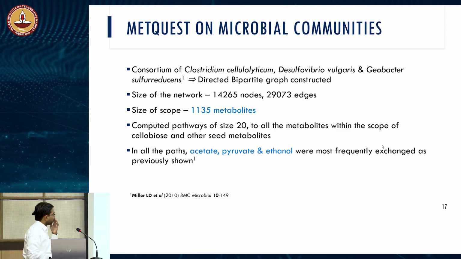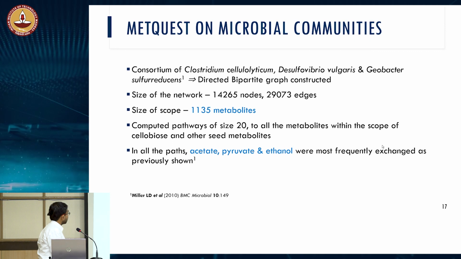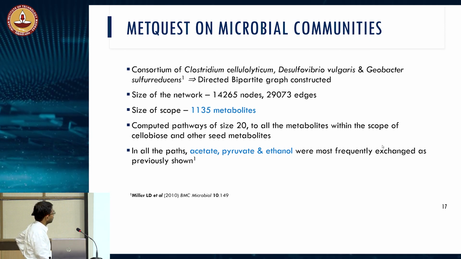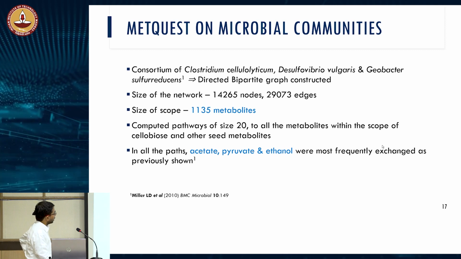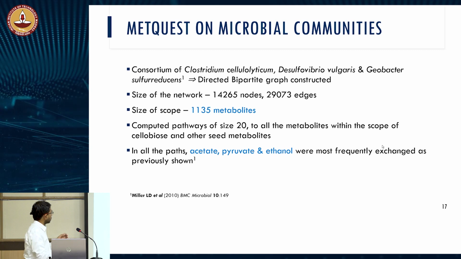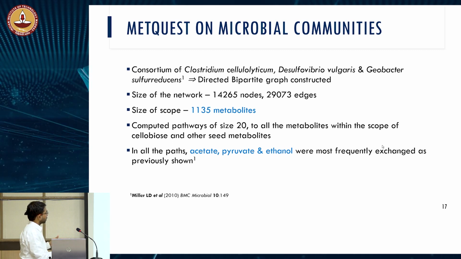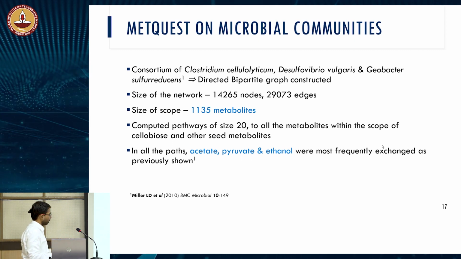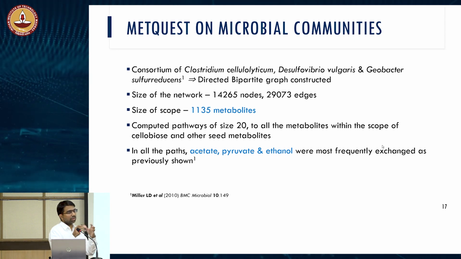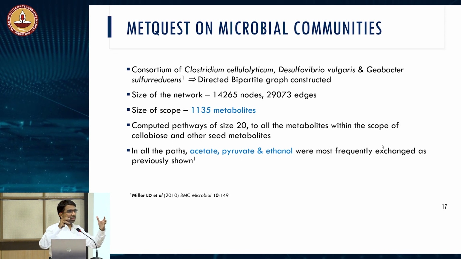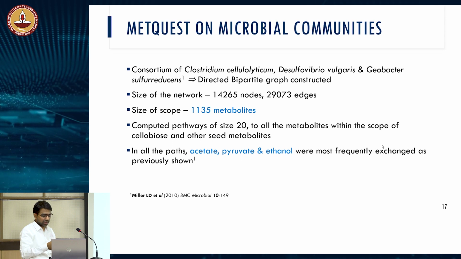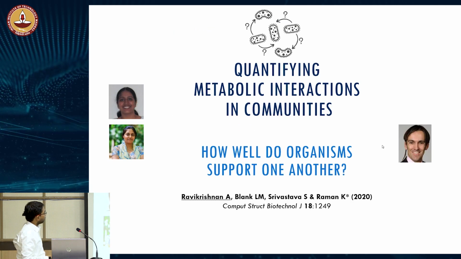And we looked at a few examples. So you can see that we already started looking at very large networks. We looked at a network of 3 organisms with about 14,000 nodes and 30,000 edges, and with as many as 1,000 metabolites that could be produced. And we looked at all pathways of size 20 to produce various metabolites. So essentially, we were able to build community metabolic networks that are fairly large, and we are able to capture what kind of interaction goes on in this space.